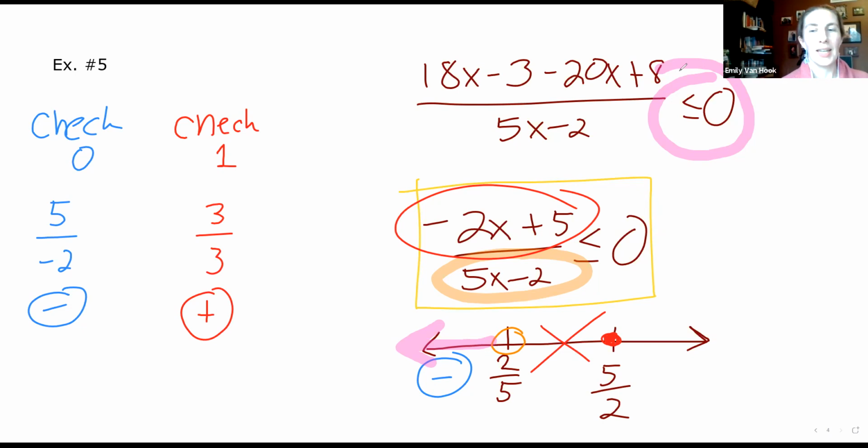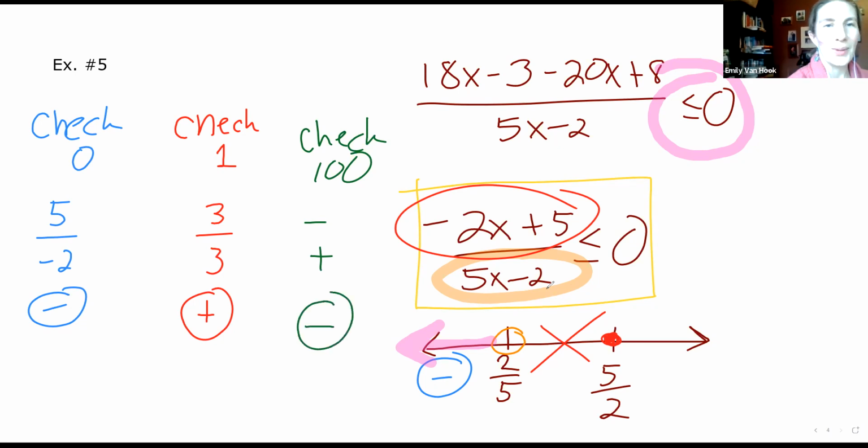And then you can probably guess what's going to happen next. Probably the next interval will work, but we'll check it just to be sure. So let's check anything that's greater than 5/2. I'm going to check 100. On intervals that go to infinity, I like to pick a really big number. -2 times 100 is negative, plus 5, still negative. 5 times 100 is 500, minus 2, positive. Negative divided by positive is negative. Yes, that's what we wanted.